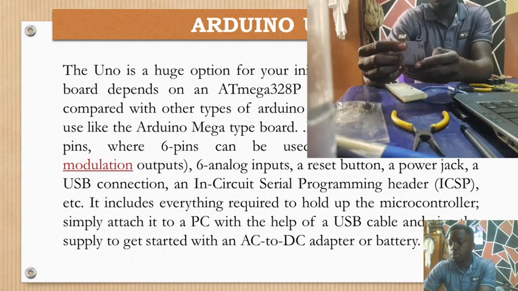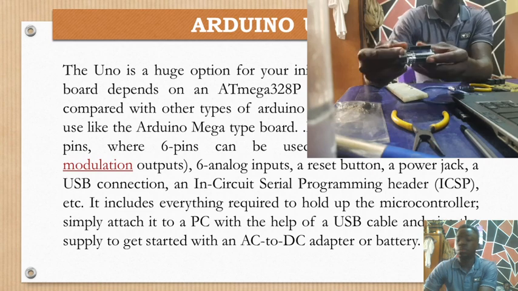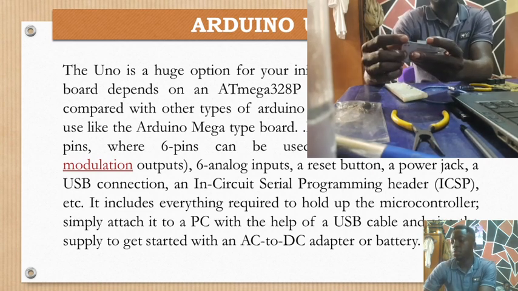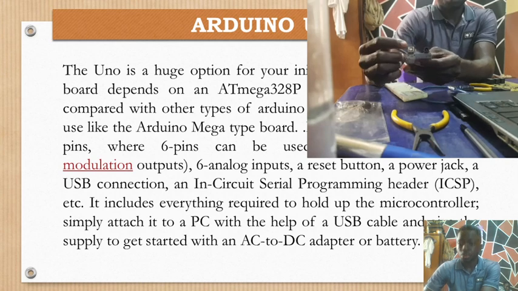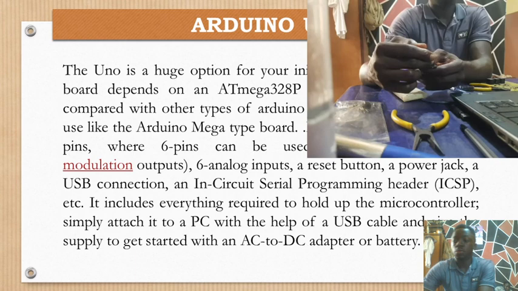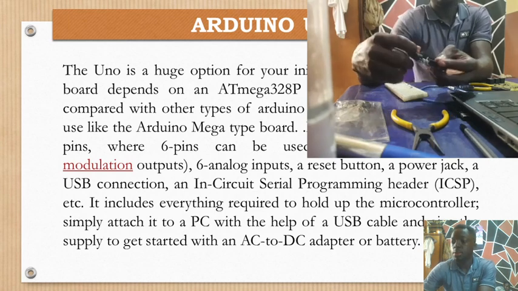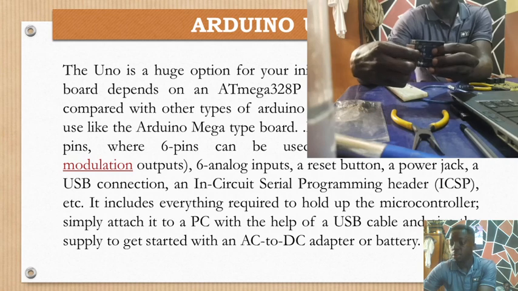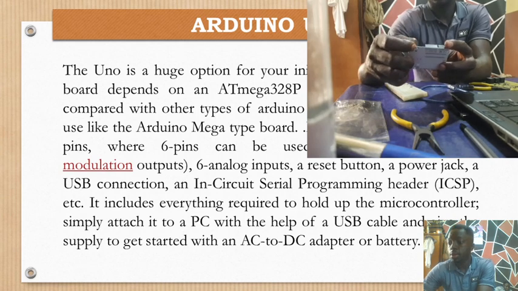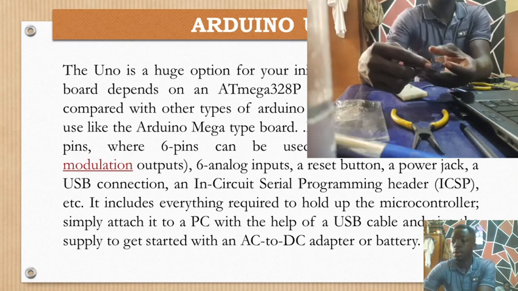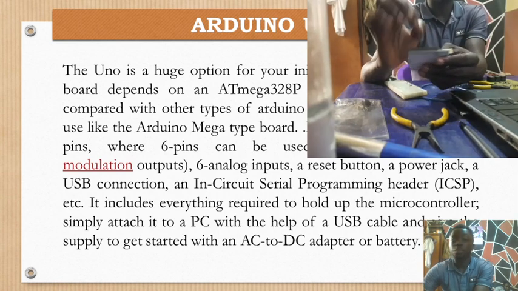There is a ground, there is 5 volts on the board, there is VIN, there is 3.3 volts. So there are a lot of features on the board. There's a USB connector, and a power jack, which is where you can connect power to the board. And then there's the crystal oscillator, and some other things like an LED, a light emitting diode, an indicator light that comes on once you plug the board into your PC, to indicate that power has gotten to the board.